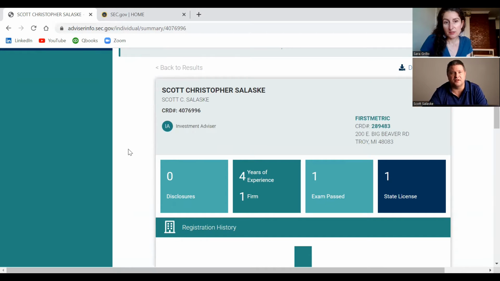Yeah, each person as an individual gets assigned what's called a CRD number, and you can either look up an advisor by that number, or you can look them up by their name, like Sarah just pointed out when she did a search by my name. That's your own unique number.